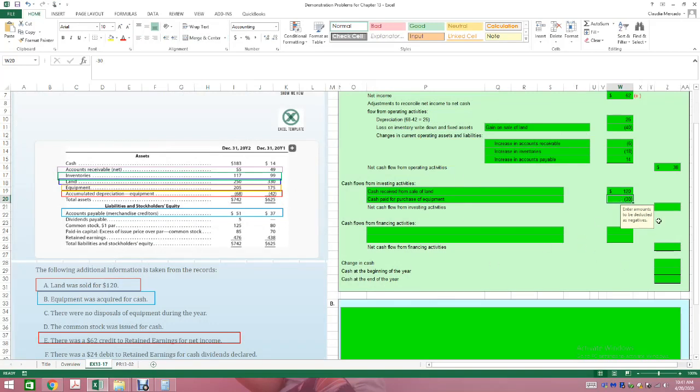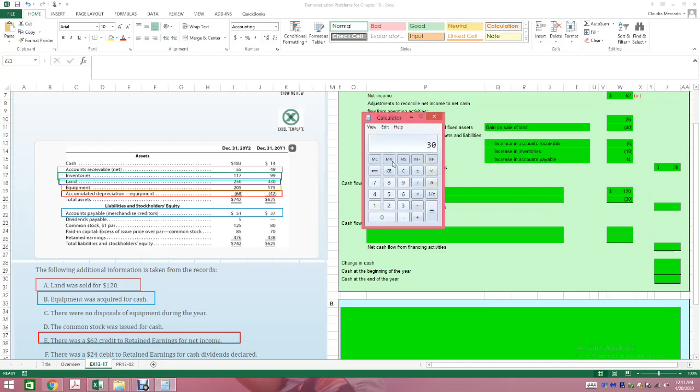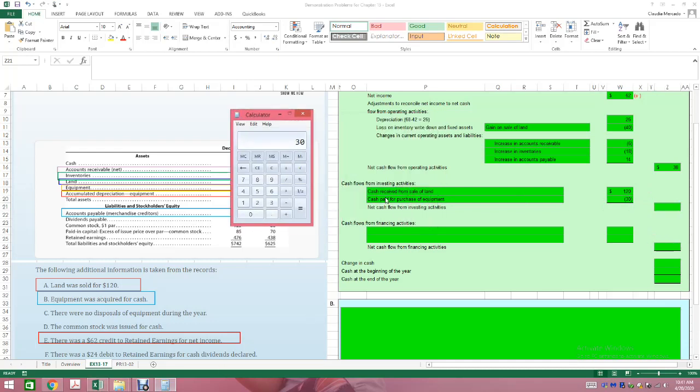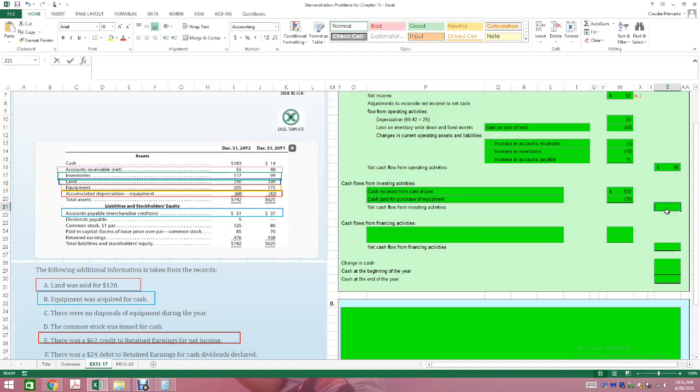So now I can get my net cash flows from investing activities. What happened? Well, I received cash from the sale of land, $120. I also purchased a piece of equipment for $30. So how do we figure out our net cash flow from investing activities? Well, we get our $120, the cash we received from the land, minus the $30, the cash that we paid for the equipment. We have an increase of $90 for cash flows from investing activities.